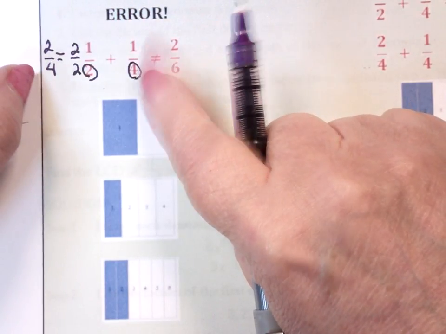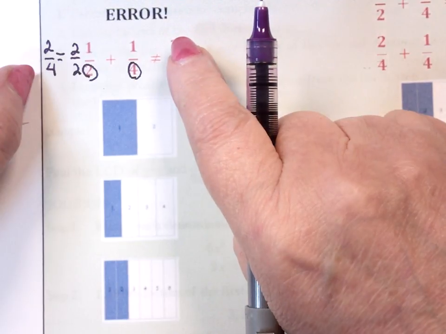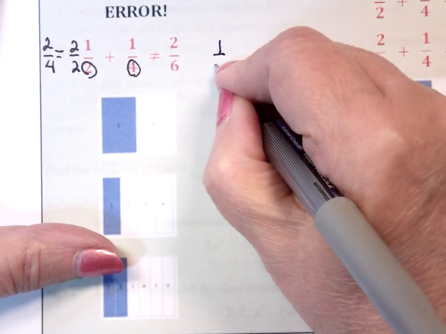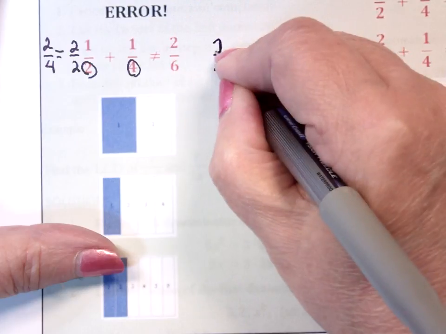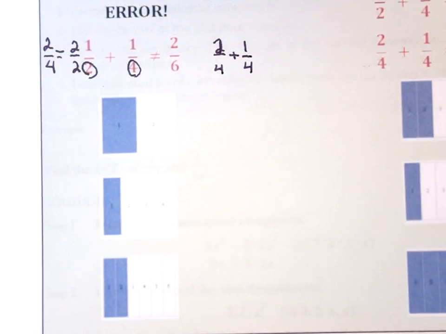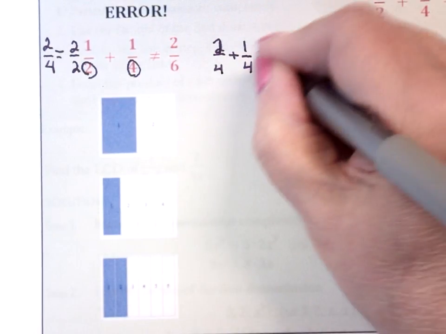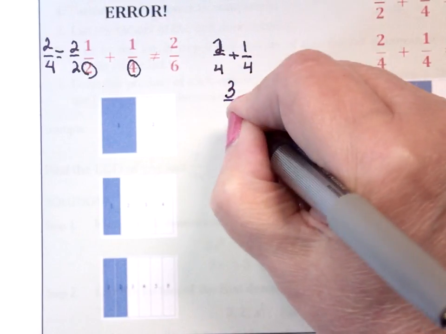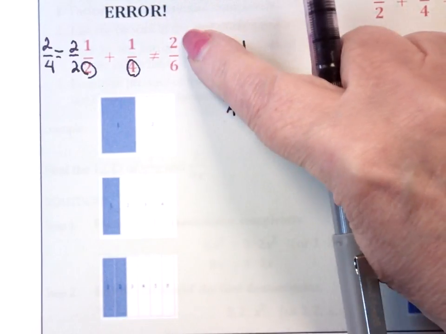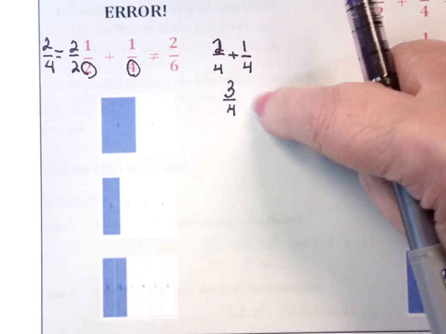How many pieces of size 1/4 do you have? So if I have 2 pieces of size 1/4, and then 1 piece of size 1/4, how many pieces of size 1/4 do you have? 3. So 4 tells you essentially what size you are dealing with. So it's not 2/6. 2/6 is not 3/4.